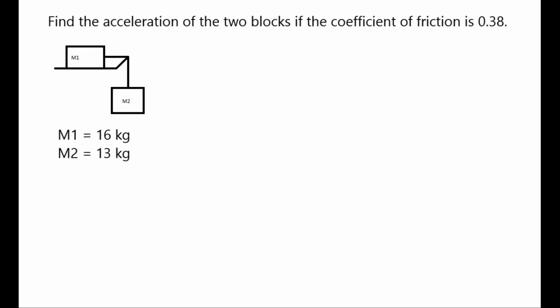So, next one says, find the acceleration of the two blocks if the coefficient of friction is 0.38. Mass of block 1 is 16 kilograms, mass of block 2 is 13 kilograms. So how fast are they moving is what I'm looking for. Which direction are they going to be moving if they're moving? To the right. It depends.